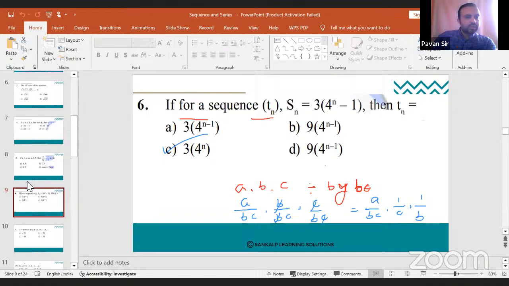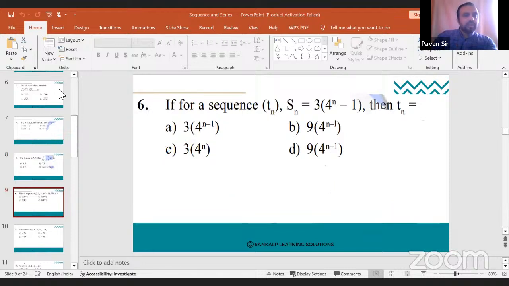Yes, next question. If for a sequence Tn, Sn is equal to 3 into 4 raised to n minus 1, then what is the Tn? Try to understand the question and give the answer fast. I will solve here just for you.